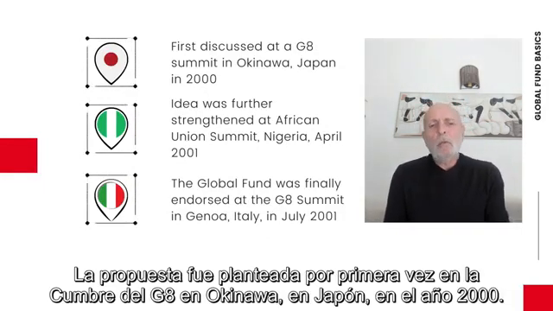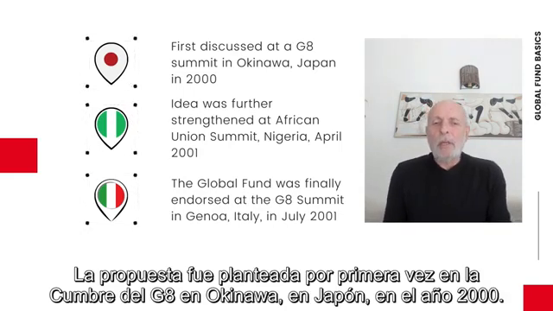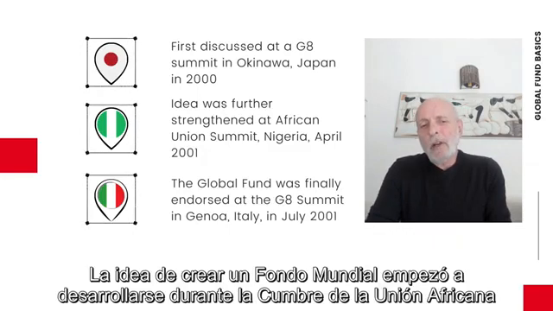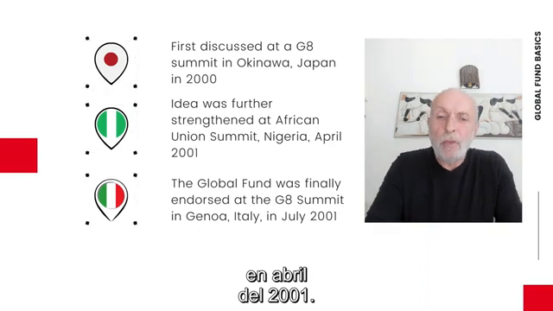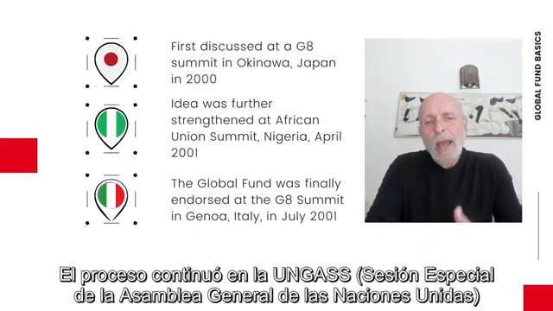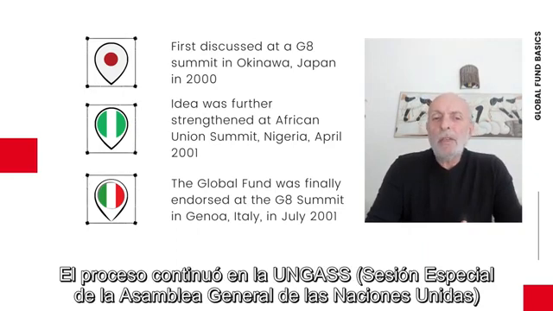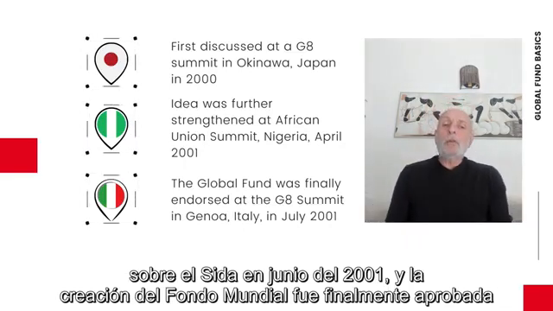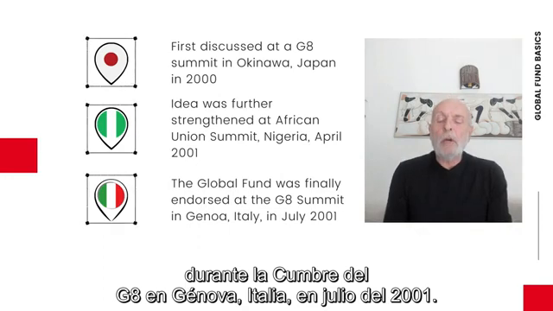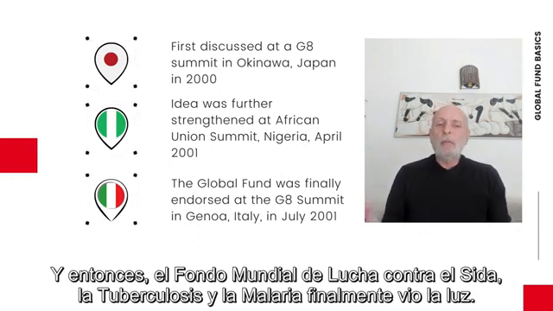The idea was first discussed at a G8 summit in Okinawa, Japan in the year 2000. The idea of a global fund began to come together at the African Union Summit in April 2001 and continued at the United Nations General Assembly Special Session, the UNGAS, on AIDS in June 2001 and was finally endorsed at the G8 Summit in Genoa, Italy in July 2001. And then the Global Fund to fight AIDS, tuberculosis and malaria was born.